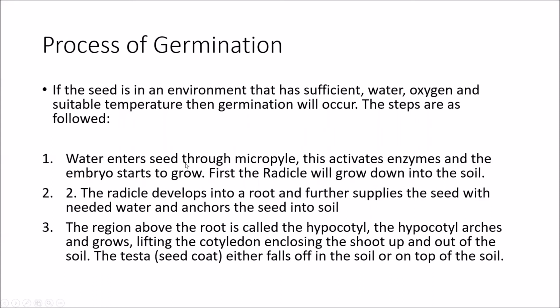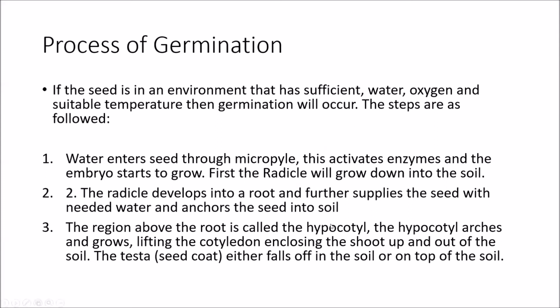Okay, so the first step is that the water is going to enter the seed through the micropyle. Remember, that's a tiny opening inside the seed. That is going to activate the enzymes, and the embryonic plants, or the plumule and the radicle, are going to start to grow. Now, the first thing that is going to emerge out of the seed is the radicle, and that's going to grow down into the soil. The next step is that the roots will basically develop themselves. They'll spread out, and basically it's going to supply the seed with even more water.